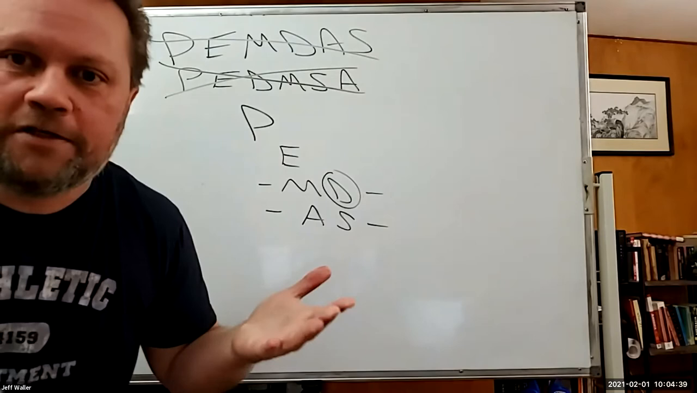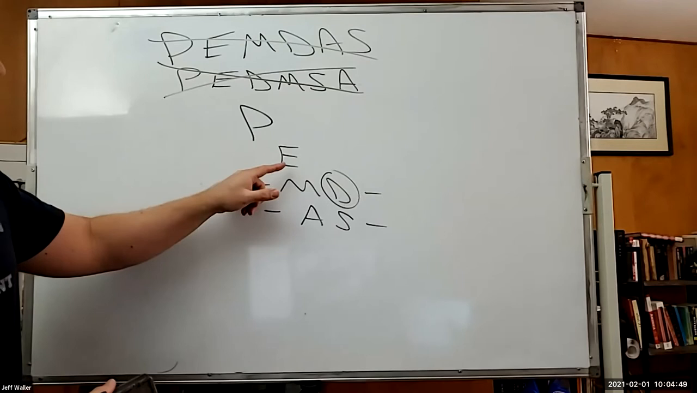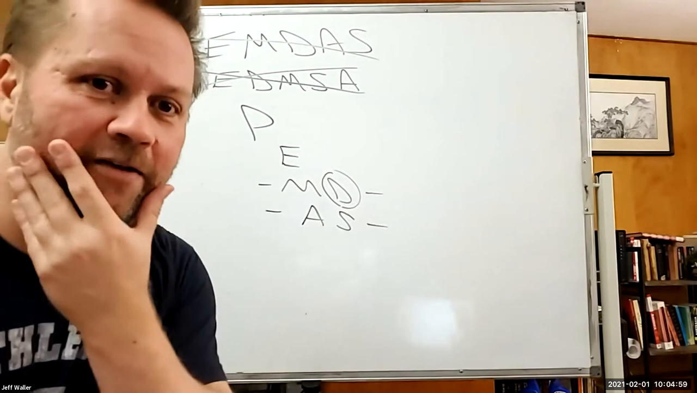So let's see this thing in action. Let's see. So what is the saying, by the way? Parentheses. No. Please, my dear Aunt Sally. Please excuse my dumbass son. I'm sorry. Or please excuse my dear Aunt Sally. I'll see if anybody drops my class today.